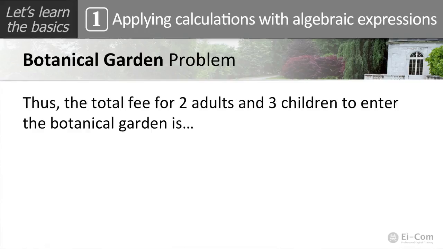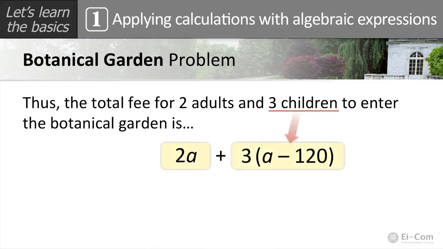Thus, the total fee for 2 adults and 3 children to enter the botanical garden is the fee for 2 adults, 2a, plus the fee for 3 children, 3 times the quantity a minus 120. And since the fee is an amount of money, we should write the units, which in this case is yen.